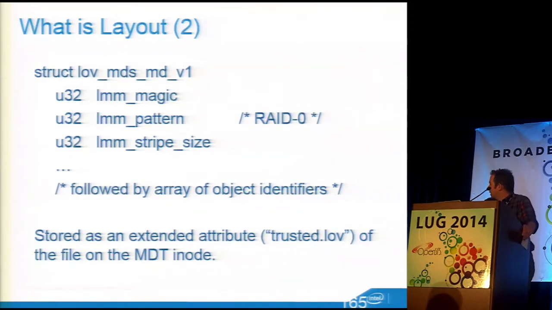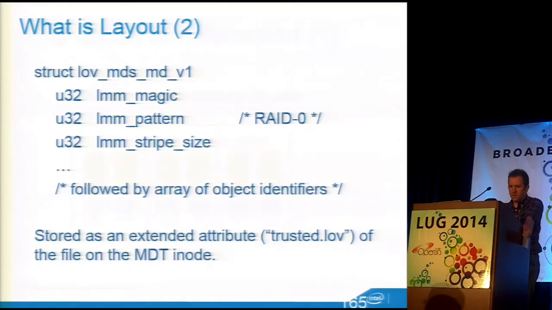How do we represent it? Well, it's just a structure with some fields. It has a magic, which tells us what layout type it is, the pattern, which is RAID 0, and the stuff I mentioned on the last slide. And we store this data as an extended attribute, trusted.lov, of the file on the MDT inode. So it's also something you can get from the file on a client mount. And so if you do lfs getstripe, you're retrieving that value and formatting it and printing it.